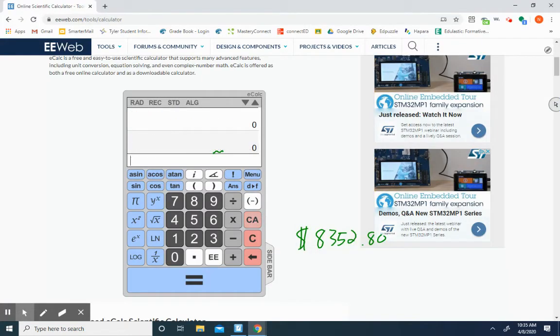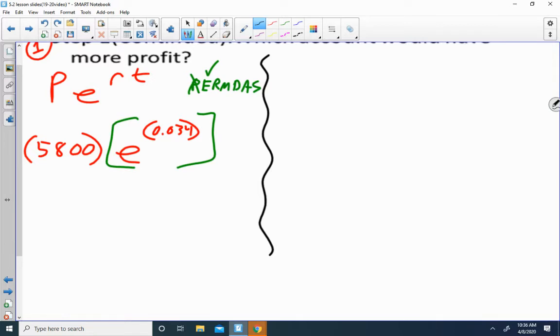Okay, clear all of this. So use your E button, which is over here. E to the power, oh look, it's already got the power for you. E to the power of 0.034, close parentheses, and press enter. And you're going to get that gigantic decimal. We're going to go ahead and call that blob number 1. So back to here, let's call this blob number 1.